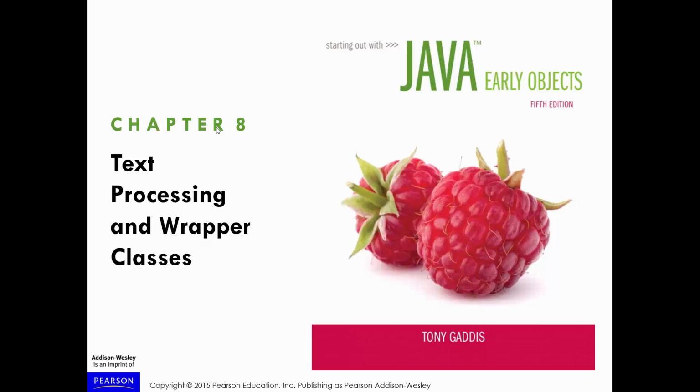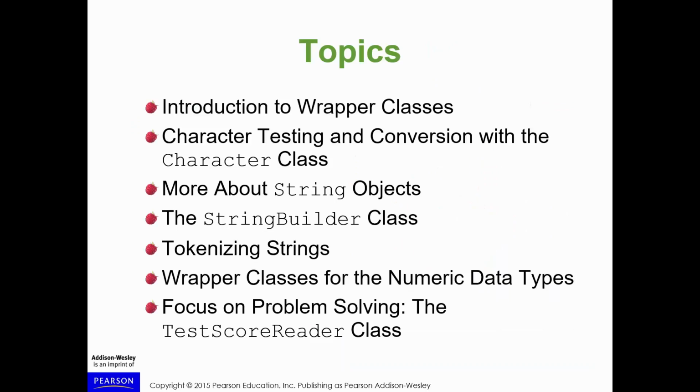We've been going over Tony Gaddis's Starting Out with Java, Early Objects, 5th edition textbook. I'm on Chapter 8 of 16, and as you can see here, the chapter is entitled Text Processing in Wrapper Classes. Our topics in here, wrapper classes, of course. We'll talk character testing and conversion with a character class.